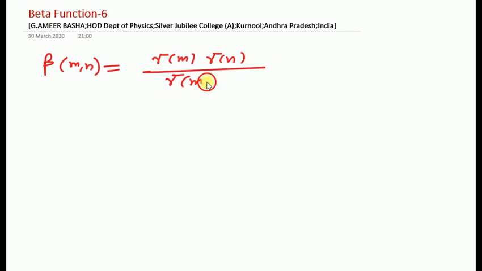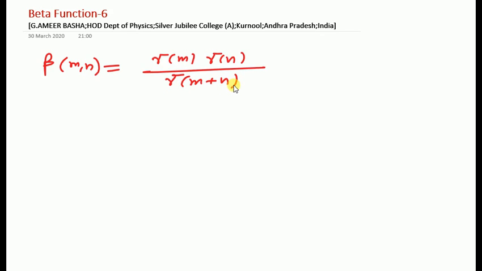Welcome back students. In the previous video we have arrived at a result. That result is the relation between the beta function and gamma function. That result is beta(m, n) will be equal to gamma m gamma n divided by gamma (m plus n).